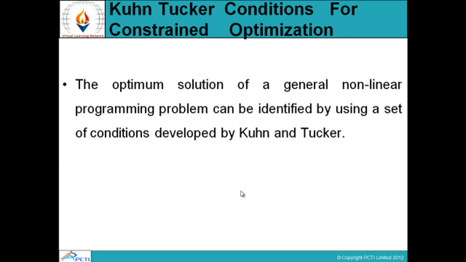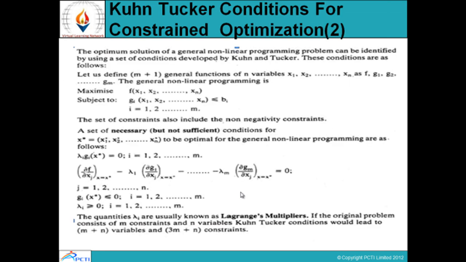And now Kuhn-Tucker conditions for constrained optimization. The optimum solutions of general nonlinear programming problems can be identified by using a set of conditions developed by Kuhn and Tucker. These conditions are as follows.